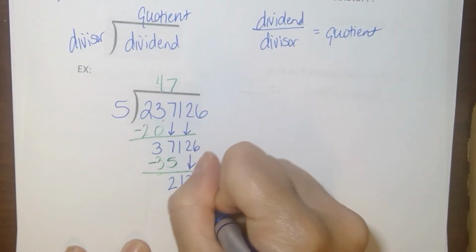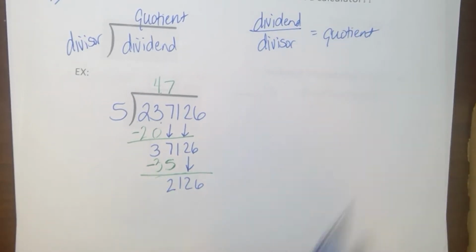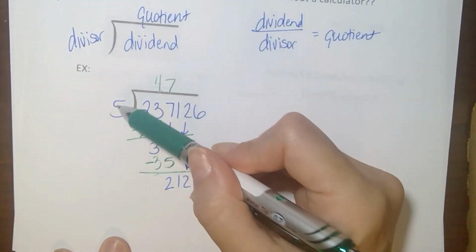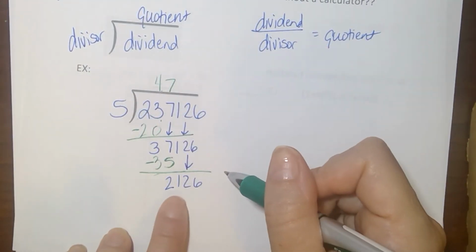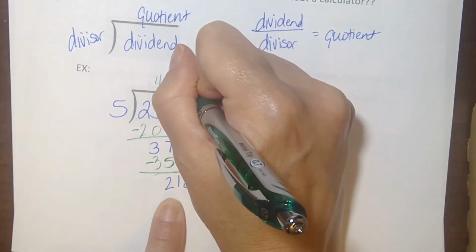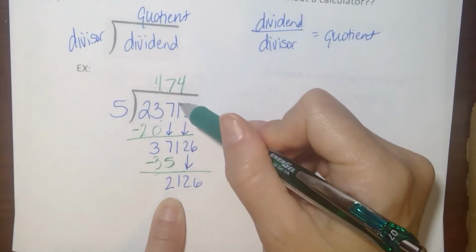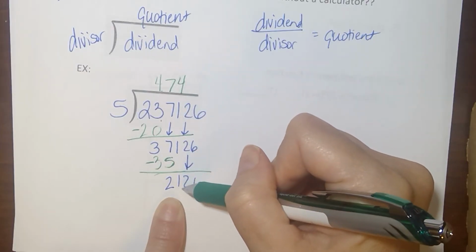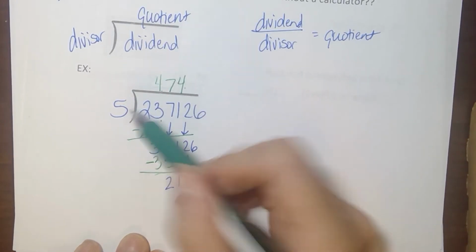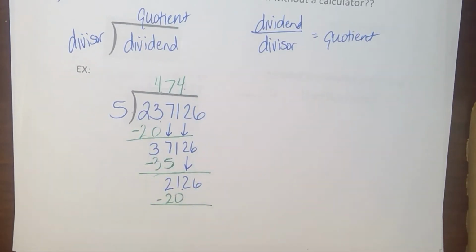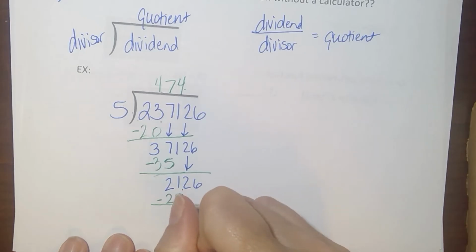I bring everything else down because I'm going to keep going. And I ask the question again. You see that loop we're working through. We're doing the same steps every time. How many times does 5 go into 21 this time? Well, 4, and notice I'm keeping my columns lined up. This 4 goes over that 1, and we're keeping it lined up all the way down. 4 times 5 is 20. We already calculated that. After I multiply, I subtract.